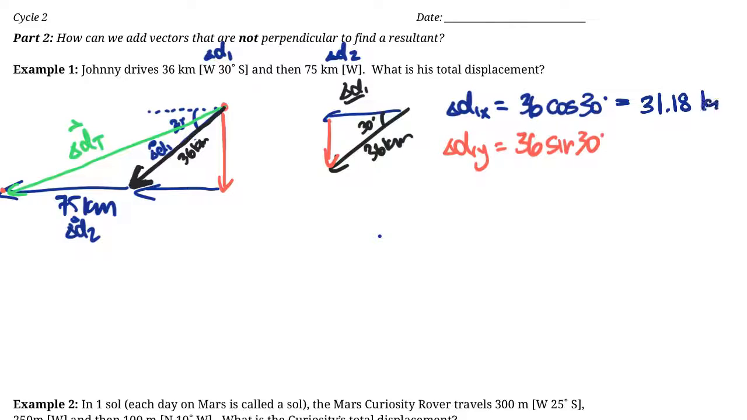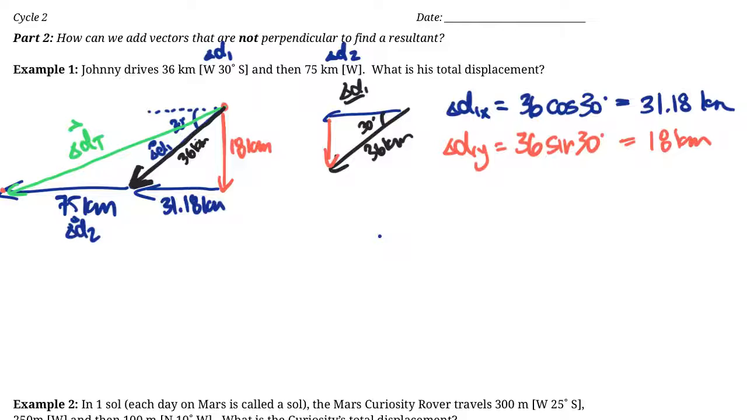kilometers. And the y component will be, if I just change that to a sine, it's going to be 18. Yep, it's going to be half of the 36. 18 kilometers. All right. So now we know what this length is. We essentially know that this length, I'm going to label it on here, is 31.18 kilometers. And we know that the red length is 18.